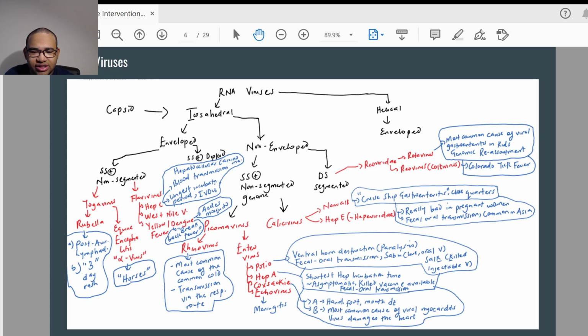Among the picornaviruses, we have polio. Again, remember, it torches the ventral horn of the spinal cord, so it will cause a flaccid paralysis, like lower motor neuron symptoms. It also has fecal-oral transmission. Remember, there's the Sabin vaccine. That's the live attenuated vaccine.